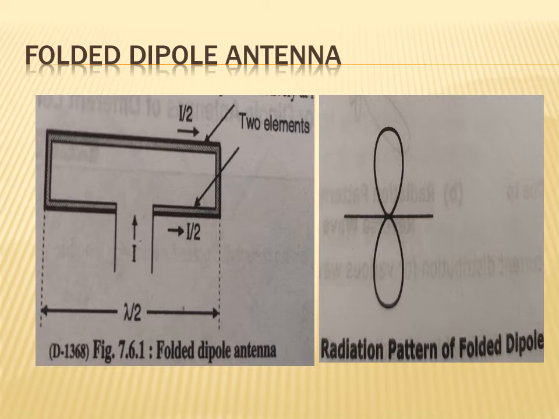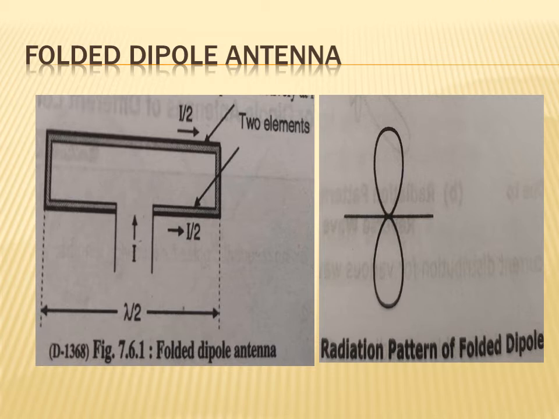In figure C, lambda by 2 is its length, and I is the current flowing through it. The current is divided into two, so it is I by 2 and I by 2. The radiation pattern is bidirectional. Why is it bidirectional? Because both forward and reflected waves are present. So see the explanation for this folded dipole antenna.